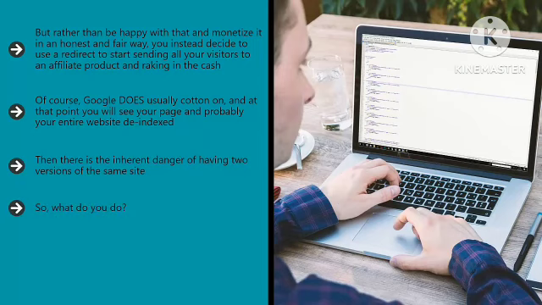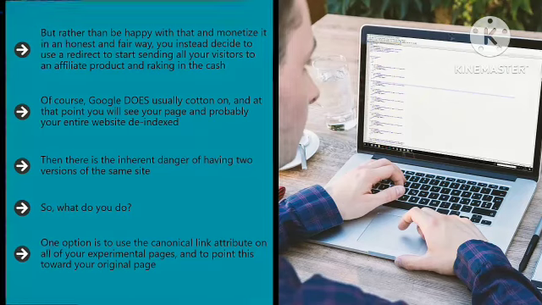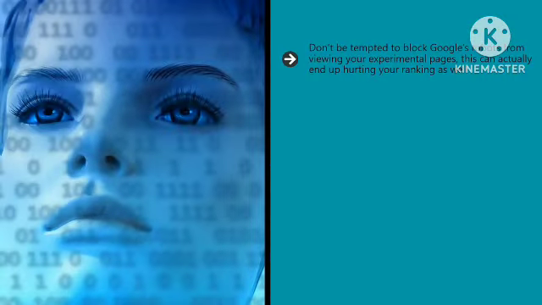So what to do? One option is to use the canonical link attribute on all of your experimental pages and to point this toward your original page. This tells Google's robots which page is the original, and that ensures that it will understand what's going on and see that you're not trying anything fishy. Don't be tempted to block Google's robots from viewing your experimental pages. This can actually end up hurting your ranking as well.